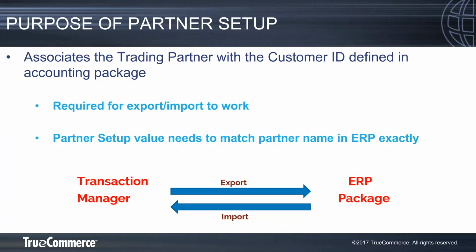The Partner Setup Table in Transaction Manager is used to associate the trading partner with the customer ID or IDs you have defined in your accounting package. The value in the Partner Setup Table needs to match the customer ID in your accounting package exactly. Let's take a look at how to add the customer ID to the Partner Setup Table.